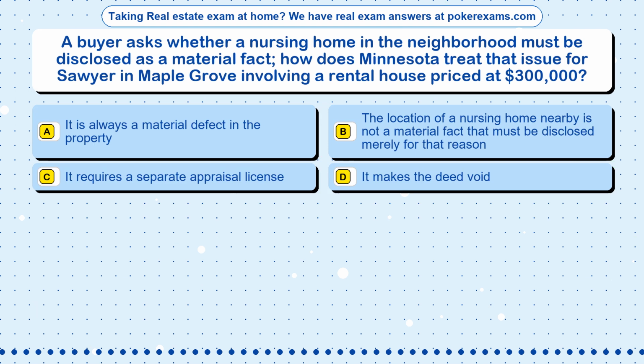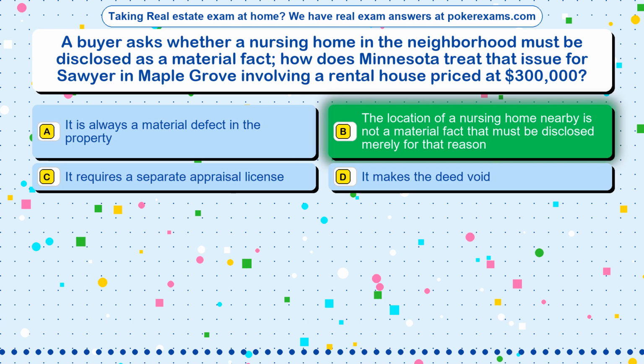Question 50. A buyer asks whether a nursing home in the neighborhood must be disclosed as a material fact. How does Minnesota treat the issue for Sawyer in Maple Grove involving a rental house priced at $300,000? Option A, it is always a material defect in the property. Option B, the location of a nursing home nearby is not a material fact that must be disclosed merely for that reason. Option C, it requires a separate appraisal license. Option D, it makes the deed void.